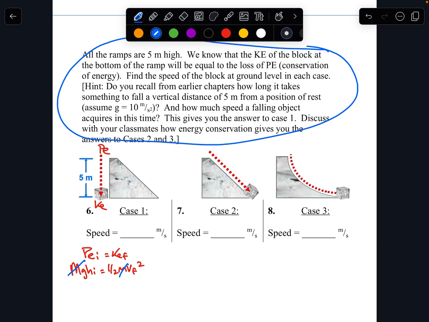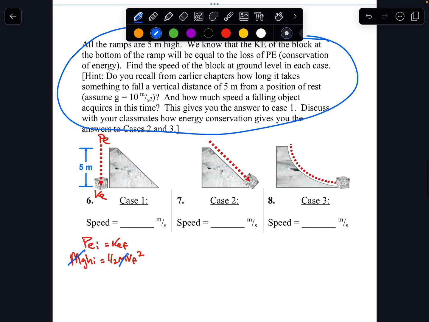So what we're going to need to do here is rearrange this equation to solve for velocity. So I want to solve for my vf squared. I'm going to multiply both sides by 2, and I'm going to get 2ghi. Then I'm going to root that to solve for final velocity. So I'm going to do the square root of 2gh, and that will give me my velocity here.